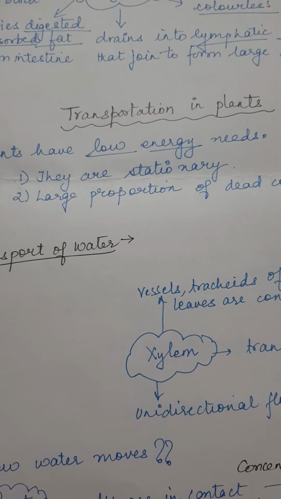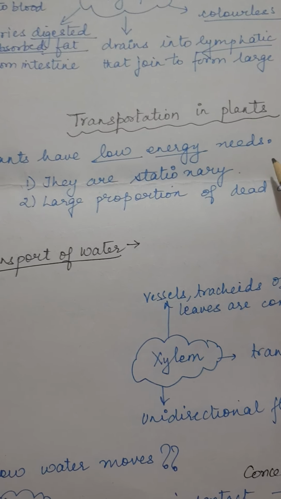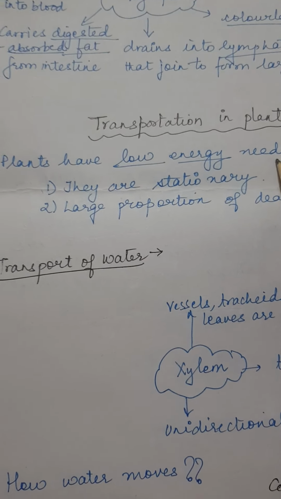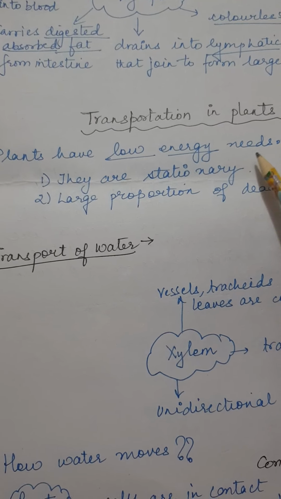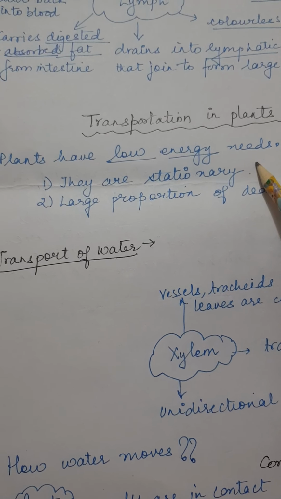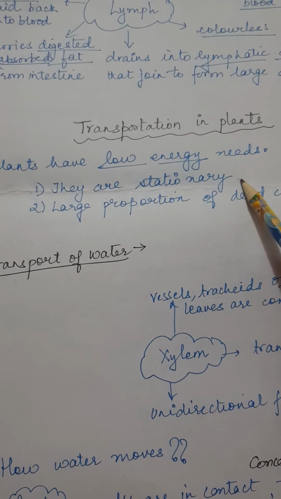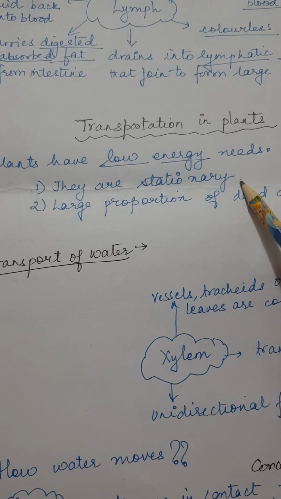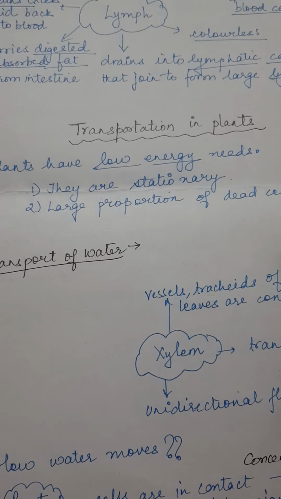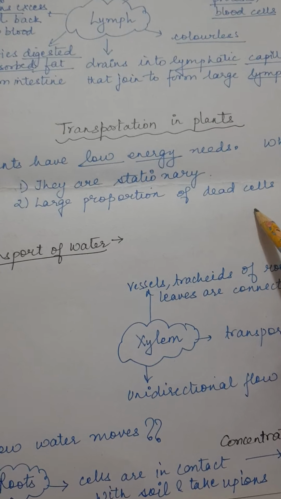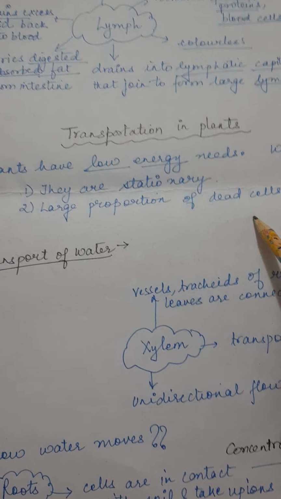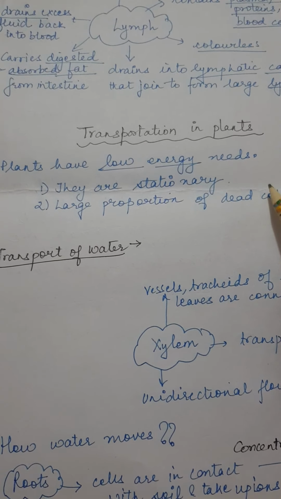In this lecture, I am going to discuss transportation in plants. First of all, we should understand that plants have low energy needs. Why do they have low energy needs? First of all, they are stationary, they are immobile, they cannot move. And a large proportion of cells in plants are dead cells. So that is why they require less energy.